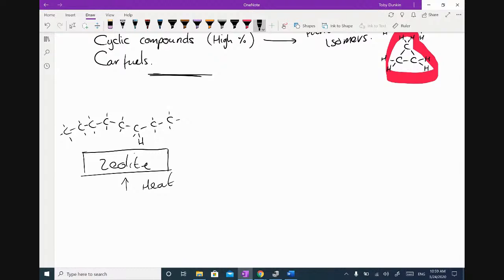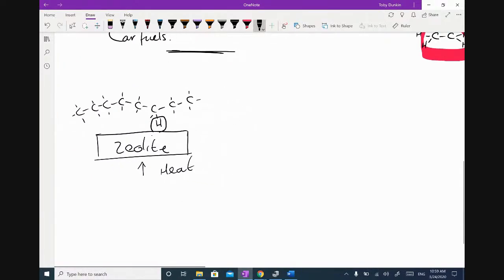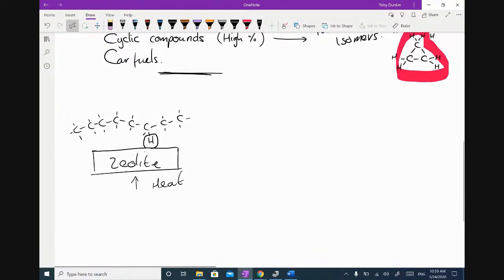The reason why, what happens is the catalyst rips off a hydrogen. This is because zeolite has a really cool structure. It's got these pores in it. If you want to look that up, you can do. It has these holes in it. It's almost like a hexagon. It's not quite a hexagon. It's actually rounder than a hexagon in reality.